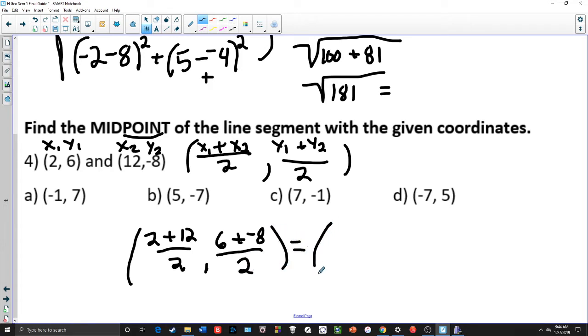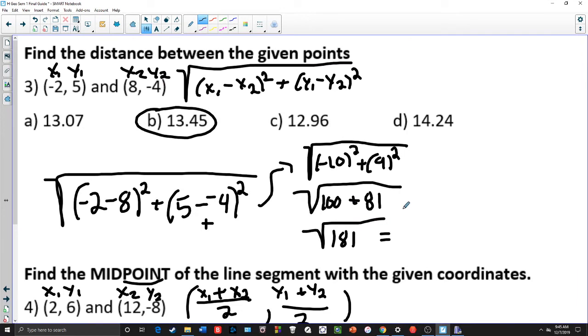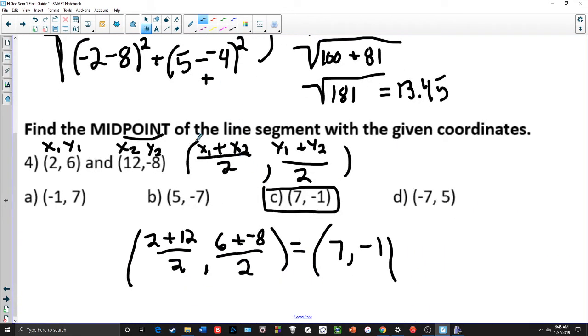We do some arithmetic here. That's going to be 2 plus 12 is 14, divided by 2 is 7. And then 6 plus -8 is -2, divided by 2 is going to give me -1. So we have 7, -1 as the midpoint. If these were on a graph, the midpoint between them would be 7, -1. So again, for midpoint, you're looking for a point with two numbers. For a distance, you're just looking for a single number answer, which in this case was 13.45. Similar formulas, so make sure we don't mix them up so that we don't miss easy points.